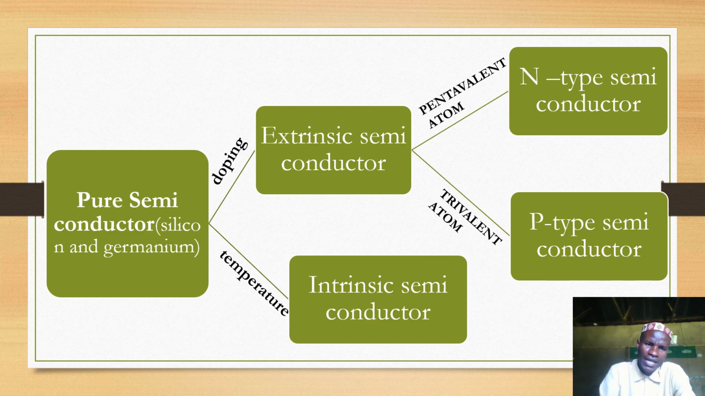So in summary, we have pure semiconductors like silicon and germanium. When we dope this pure semiconductor, we come up with extrinsic semiconductors. Extrinsic semiconductors are divided into 2, the N-type semiconductor and the P-type semiconductor. The N-type semiconductor is formed by doping a pure semiconductor with a pentavalent atom, while a P-type semiconductor is formed by doping a pure semiconductor with a trivalent atom.